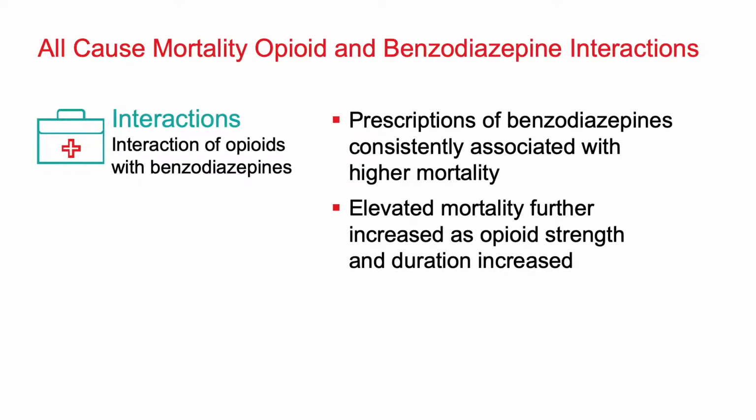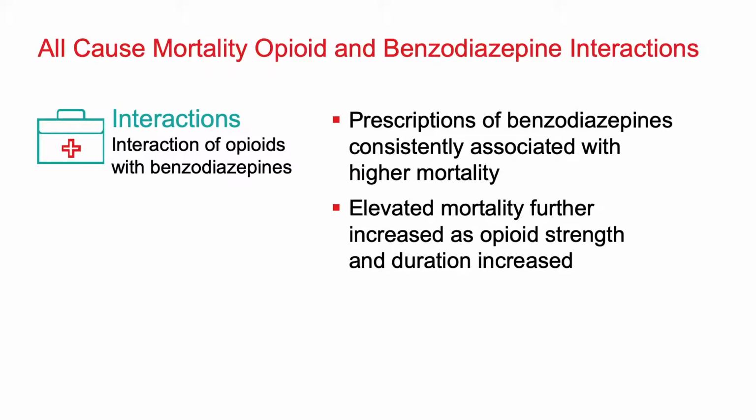Finally, we looked at the interaction between opioids and benzodiazepines. Benzodiazepines are a depressant commonly used to treat anxiety, depression, insomnia, and more. Similar to opioids, benzodiazepines sedate users and suppress breathing, leading to higher potential for overdose.